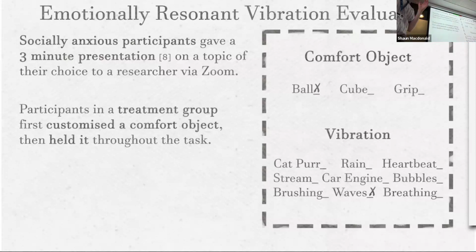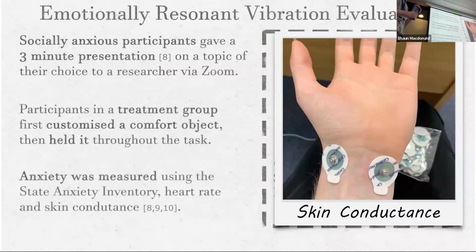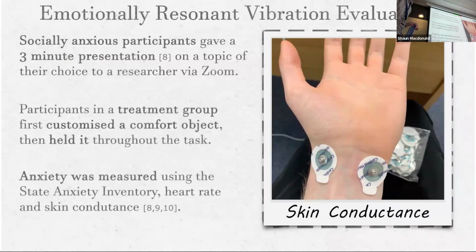Because vibration tends to cause a sensation-deadening effect, or adaptation over time, the vibration would be on for 10 seconds, and then it would fade out and fade back in after 10 seconds, so that people's hands wouldn't just go numb with vibration throughout the whole task. So they would take that and hold it throughout the task. And then we measured anxiety in a few different ways.